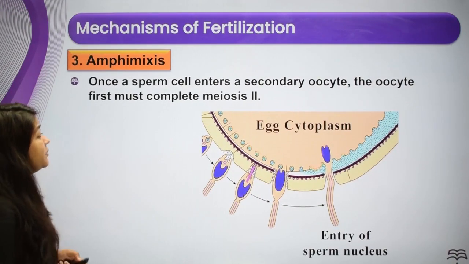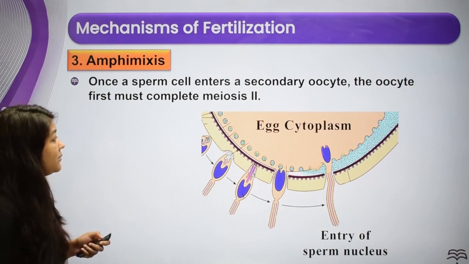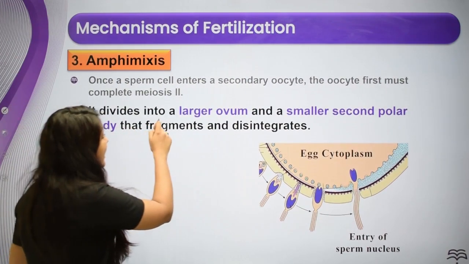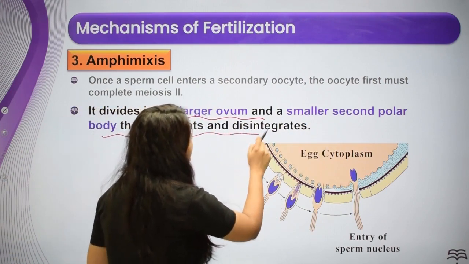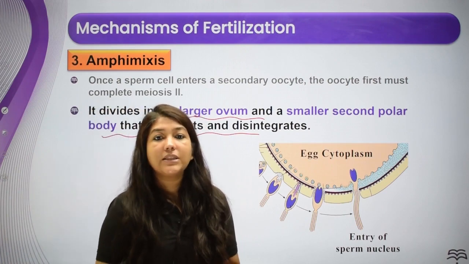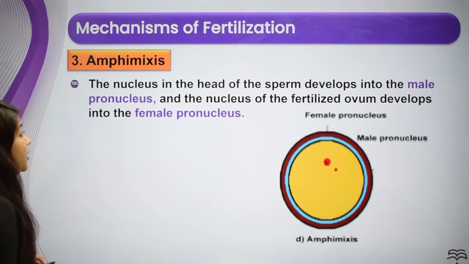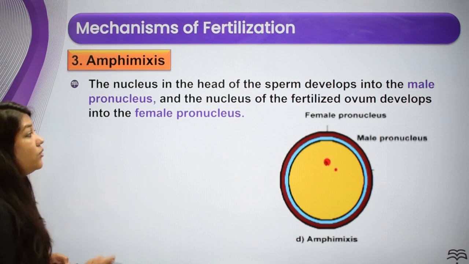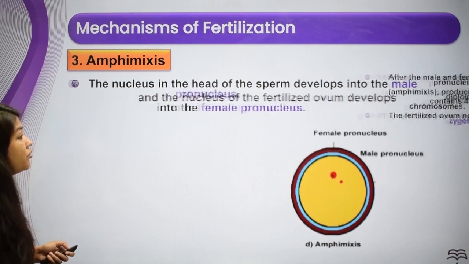Now, once a sperm cell enters a secondary oocyte, the oocyte first must complete meiosis 2, right? Activation of the oocyte is going to happen. It divides into a larger ovum and a small second polar body that fragments and disintegrates, right? We already know the fate of the polar body, that it is going to disintegrate. Right, now the nucleus in the head of the sperm develops into the male pronucleus, and the nucleus of the fertilized ovum is going to develop into the female pronucleus.